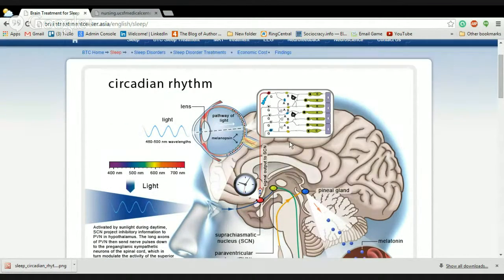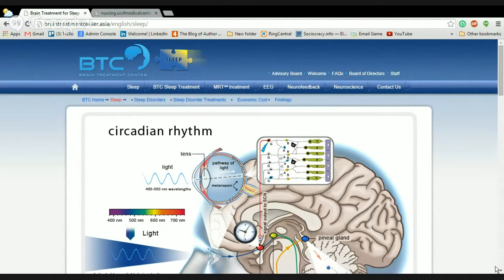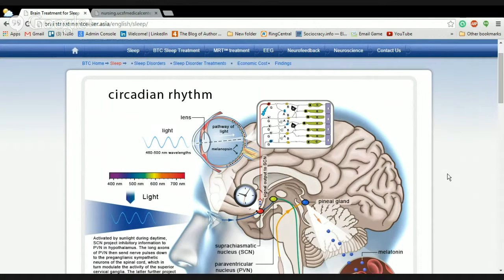So here's the circadian rhythm. By the way, this is the Brain Treatment Center for Sleep, PTC. I've never heard of them until today, and I haven't looked at much of their website. So if you want to go check it out and tell me more about it, post a video and summarize it for me. That would be wonderful for not just me, for a lot of other people who might prefer a video to actually reading the thing.